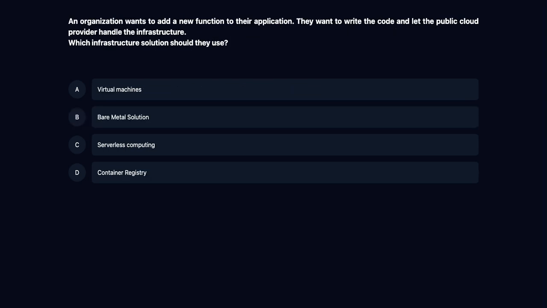An organization wants to add a new function to their application. They want to write the code and let the public cloud provider handle the infrastructure. Which infrastructure solution should they use? A. Virtual machines. B. Bare metal solution. C. Serverless computing. D. Container registry.